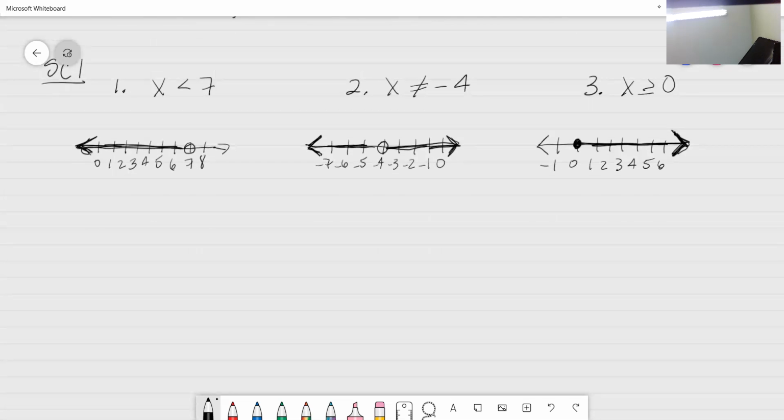Okay. So let's look at number 4 and 5. So number 4 asks us to solve and then graph y minus 12 is greater than or equal to negative 15. And then for 5, we're given negative 2 is greater than y plus 5.